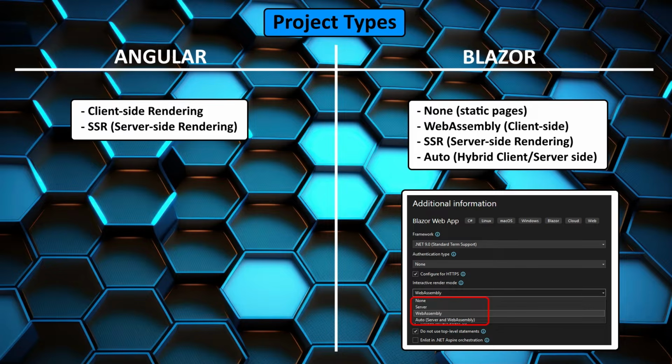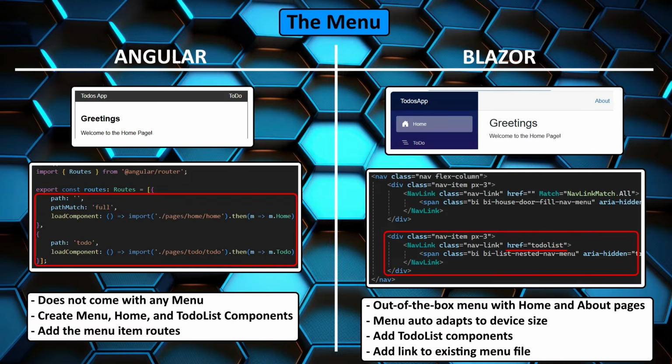For Blazor, we have a couple more project types to choose from. There's None, which is just the old static web pages, then client-side and server-side, and also a hybrid project where some pages are rendered on the server and more interactive pages can be rendered client-side. We create both apps for client-side rendering.